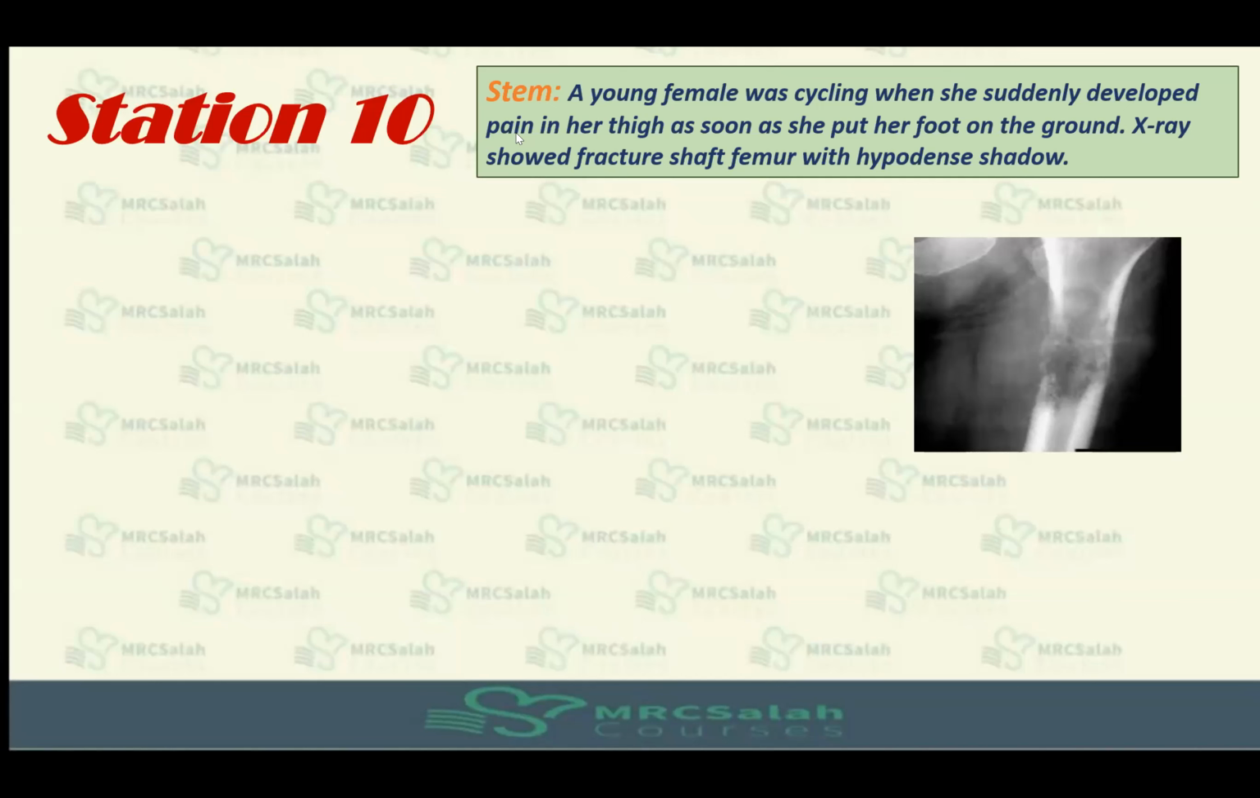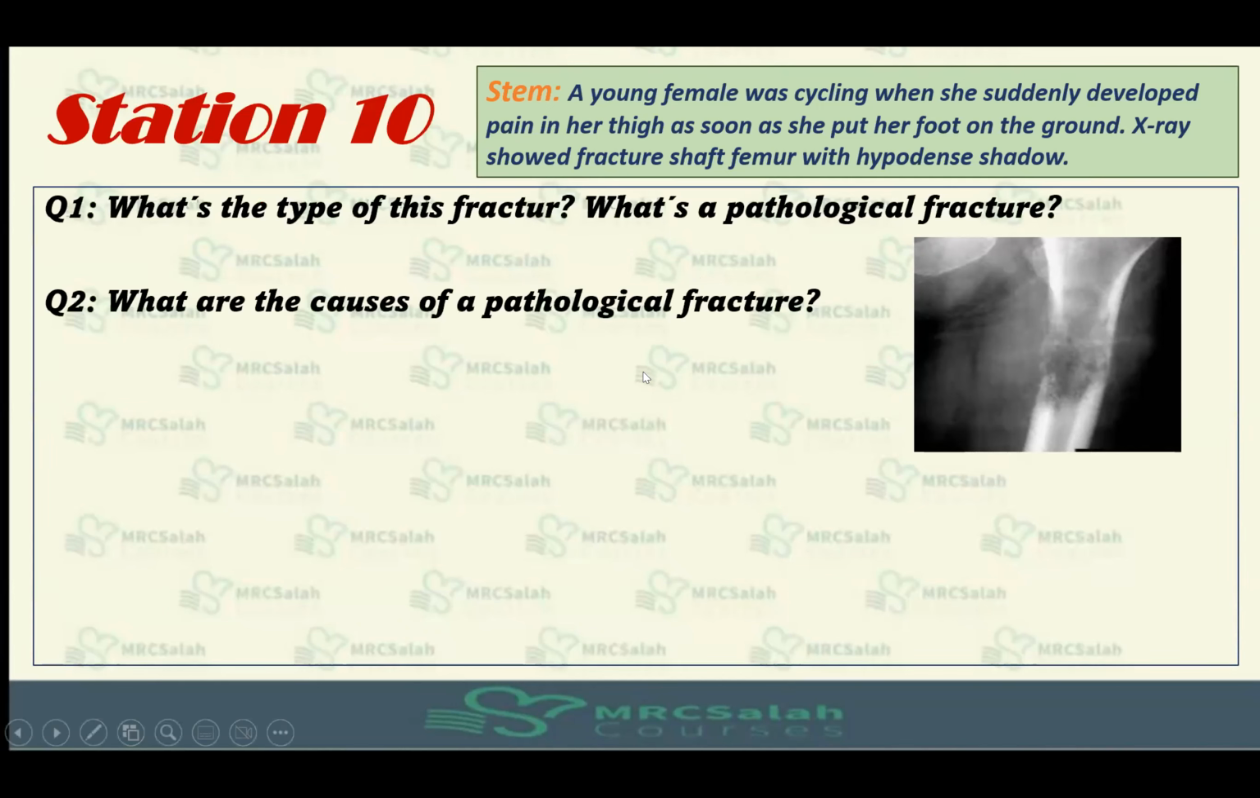A young female was cycling when she suddenly developed pain in her thigh as soon as she put her foot on the ground. X-ray was done, showed fracture shaft femur with a hypodense shadow. First question, what's the type of this fracture? Pathological, depending on this mechanism. Okay, pathological fracture. So what's a pathological fracture?